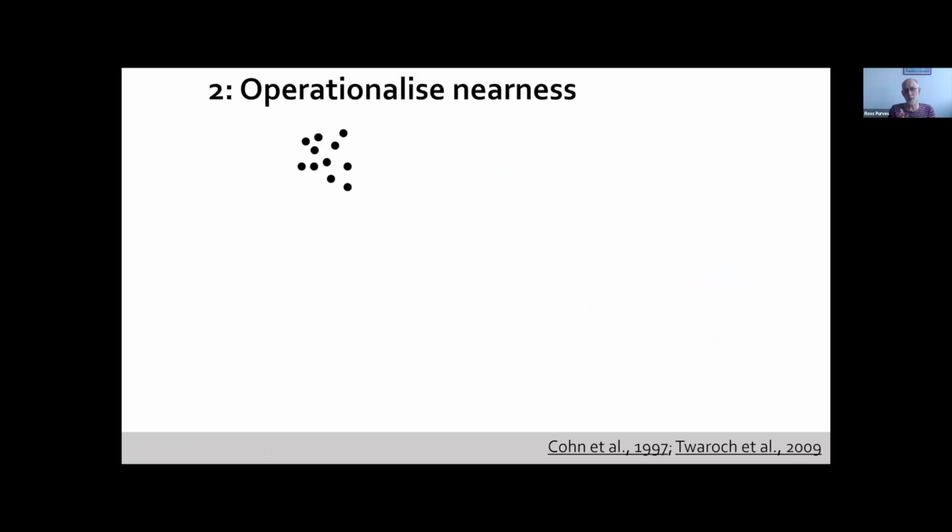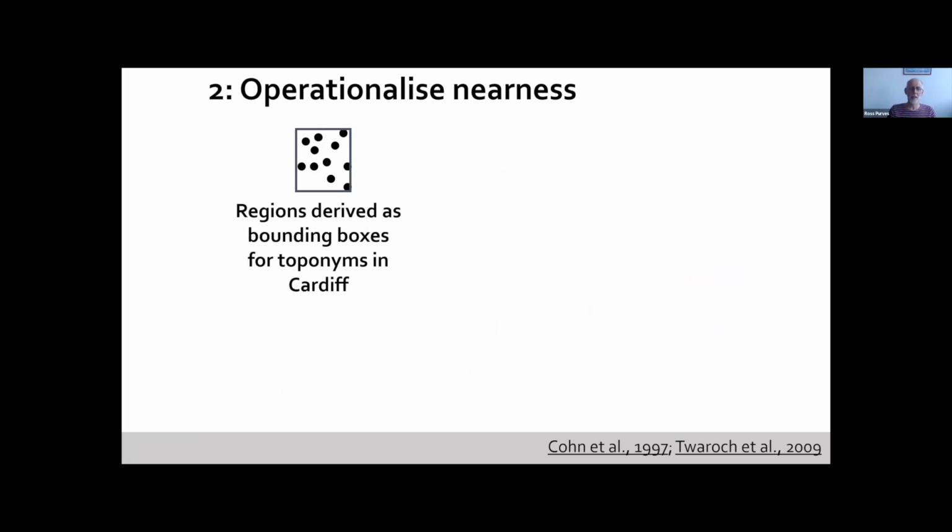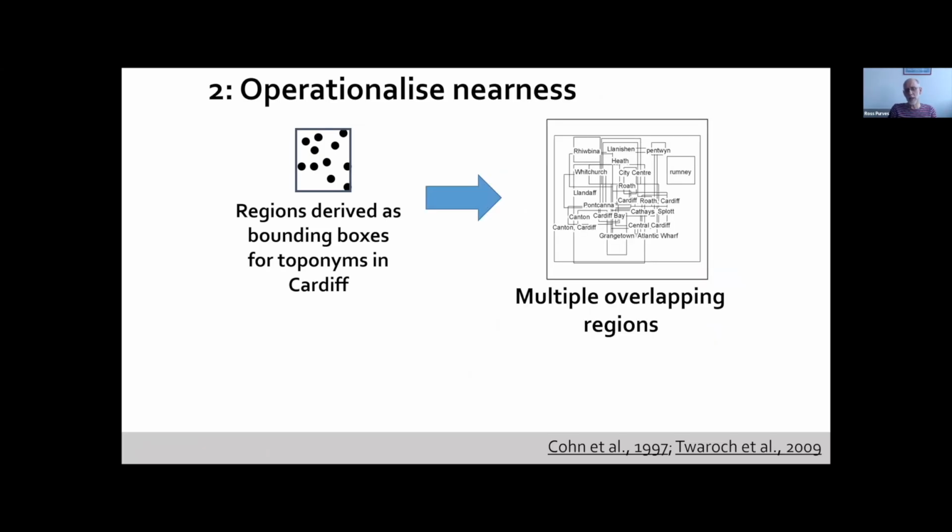The second task is operationalizing nearness. So here you can see some points, and those points are actually points that are derived from online adverts for products, and they're associated with, for instance, Cardiff. And if we do that for many regions that are near one another, we can generate many bounding boxes, and those bounding boxes might overlap with one another.